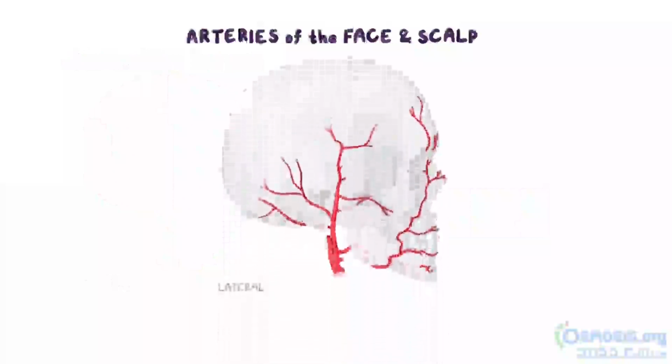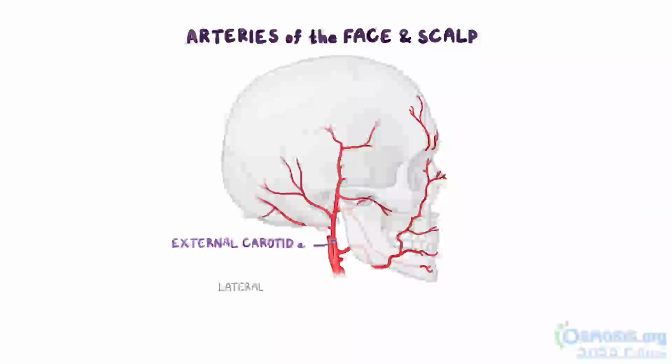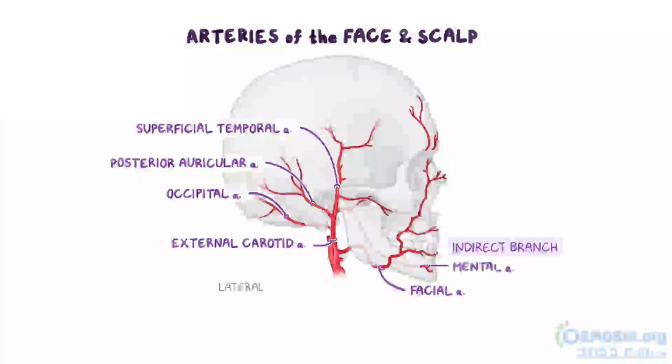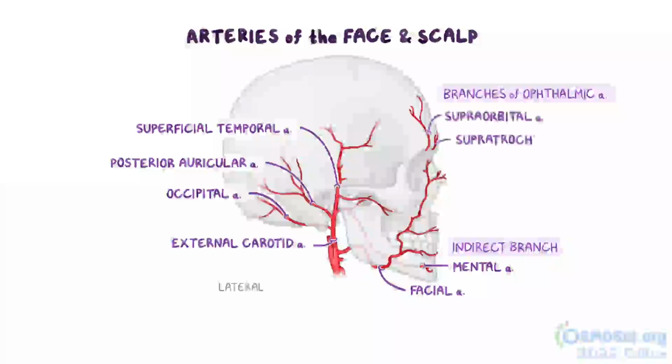Now, let's move on to the arteries of the face and scalp. The majority of the blood supply to the face is provided by direct and indirect branches of the external carotid artery. Direct branches include the facial artery, the superficial temporal artery, the occipital artery, and the posterior auricular artery. The indirect branch of the external carotid artery is the mental artery. The rest of the face is supplied by two branches of the ophthalmic artery, which is a branch of the internal carotid artery, called the supraorbital and supratrochlear arteries.